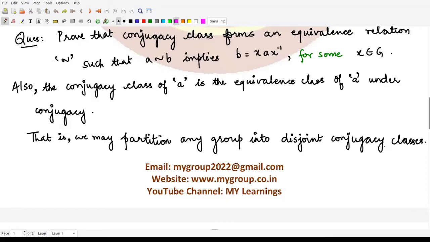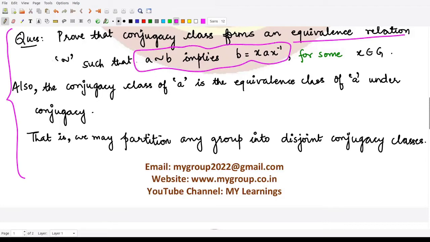In this video, we shall be looking at the proof of the result that I presented to you in the previous video. The result tells us that conjugacy forms an equivalence relation, defined like this: two elements A and B are related to each other whenever they are conjugates of each other. That means B is equal to x A x inverse for some x in G. If you are able to find one such x for which this relation is true, then we say A is related to B. So let's move forward to proving this result.